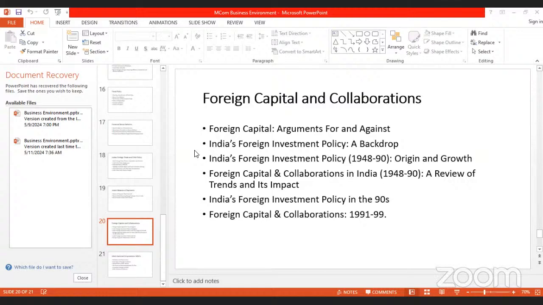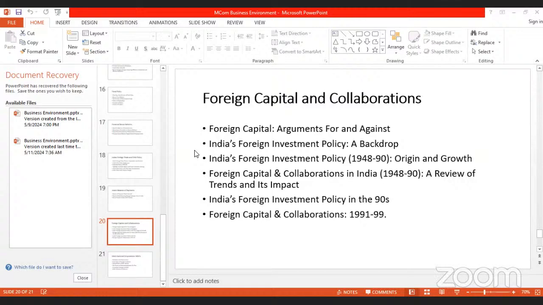Now, the last thing we need to discuss under this is foreign capital and collaboration, 1991 to 1999. What were the trends and impact we will study? Under trends, the first one was increased FDI inflows. The liberalization policy resulted in a substantial increase in FDI inflows across various sectors.